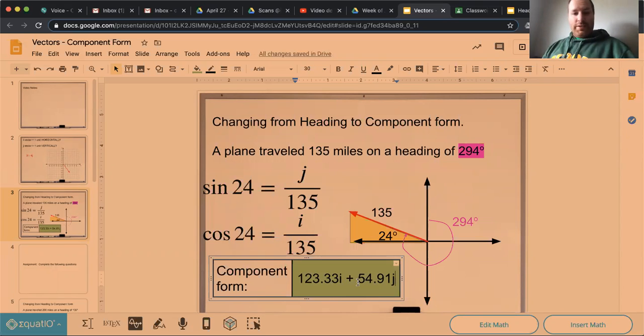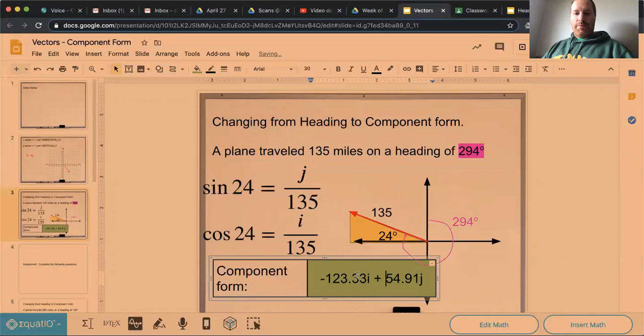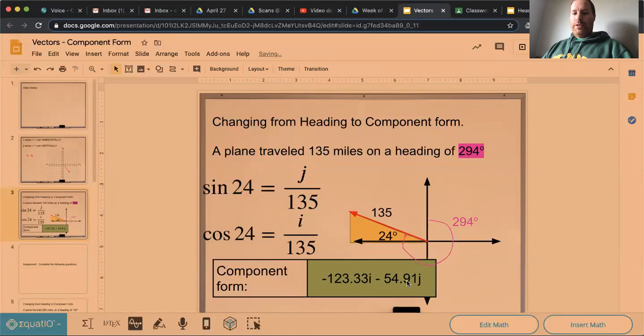Now this isn't quite right yet. We need to make a final adjustment in here, and we need to make sure we're taking care of all our negatives. This is backed up to the left, by 123. So I should put negative 123, make this a little longer so we can see that. And we should also put negative, or I'm just going to change this to a minus sign, 54.91 J. So that's perfectly fine. We have to make sure to make that adjustment.